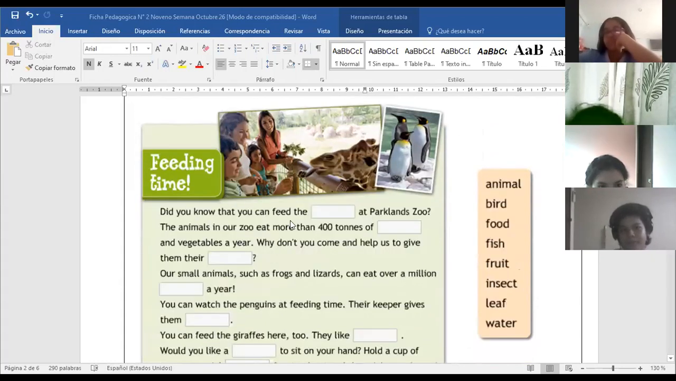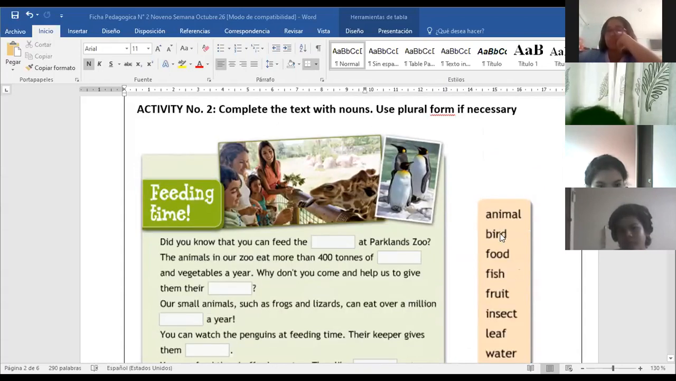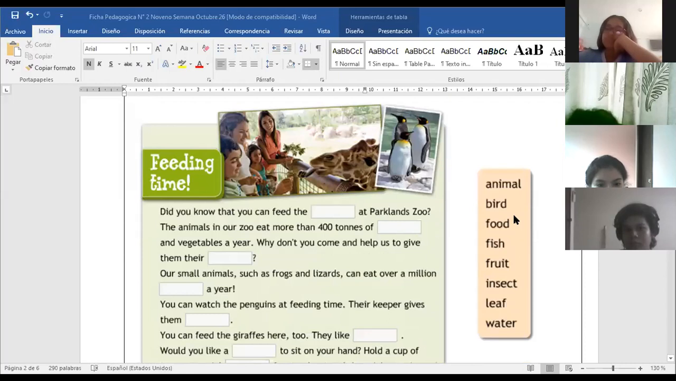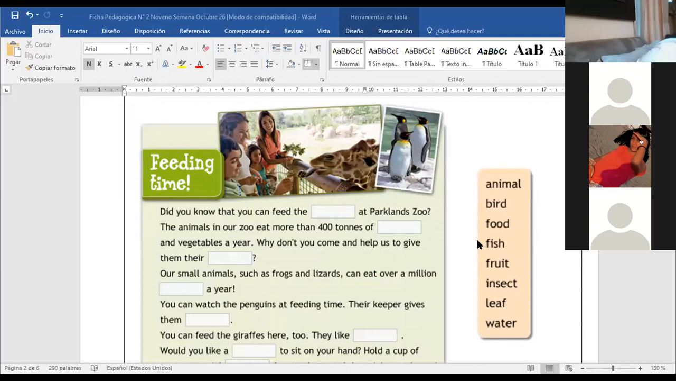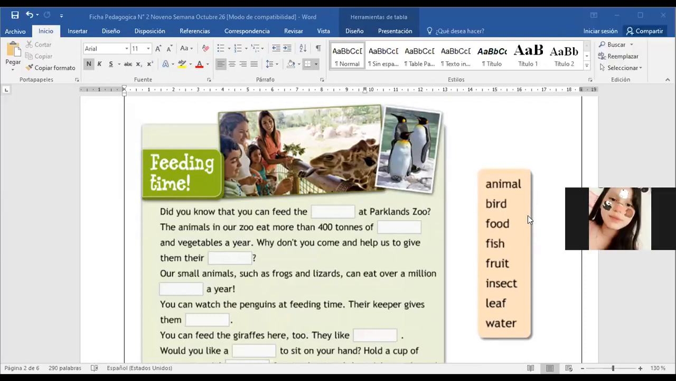Complete the text. Look, feeding time. This is a text about animals. Remember animals. And this is the vocabulary you had to fill in the form, for example: animal, bird, food, fish, fruit, insect, leaf, and water. Okay, I give you 1 minute, guys. Let's do the first example.